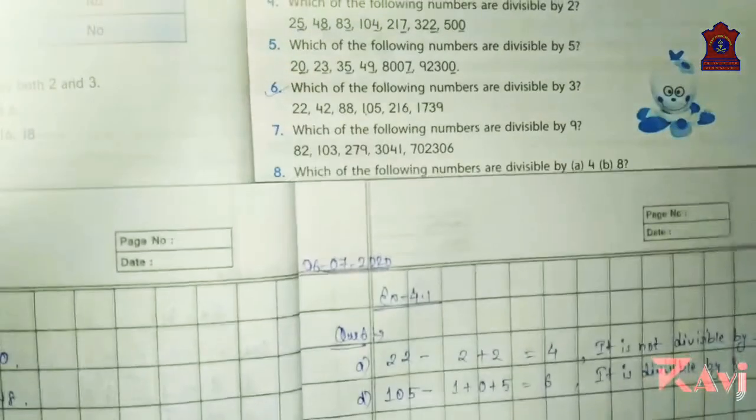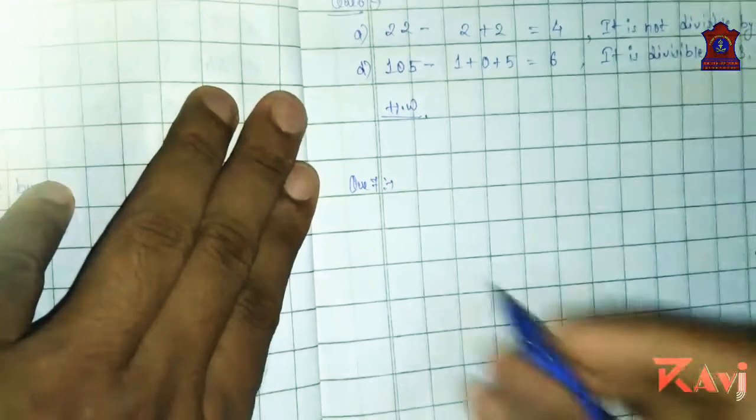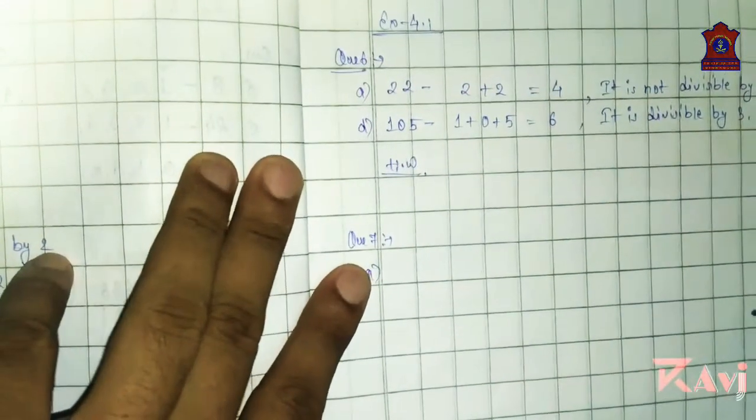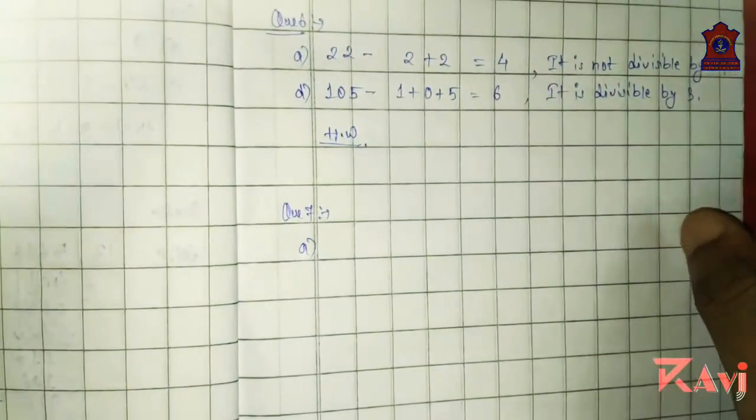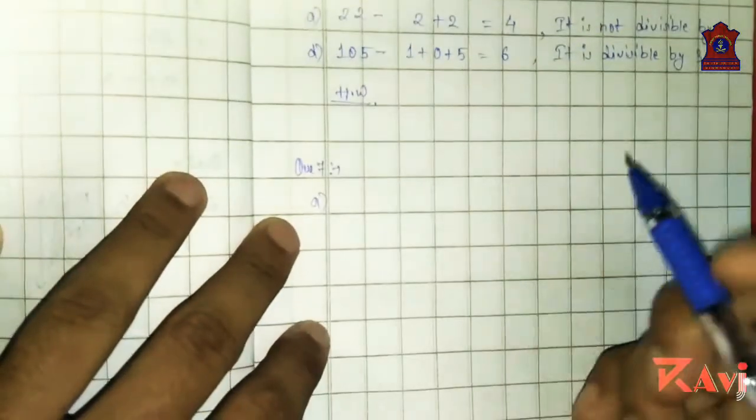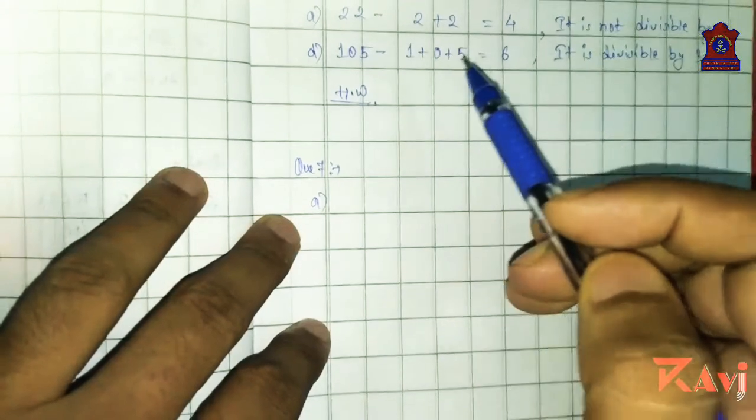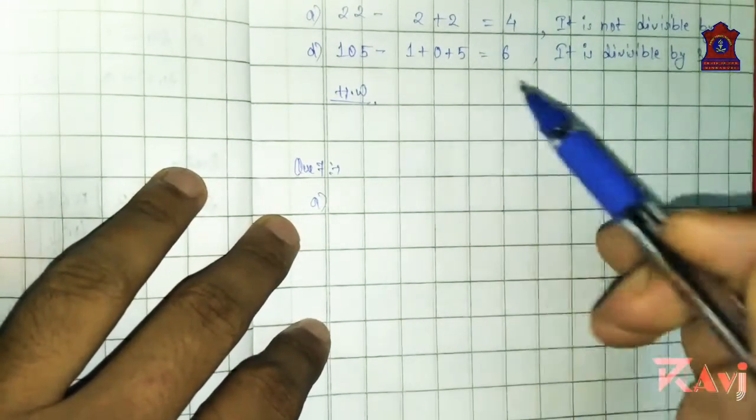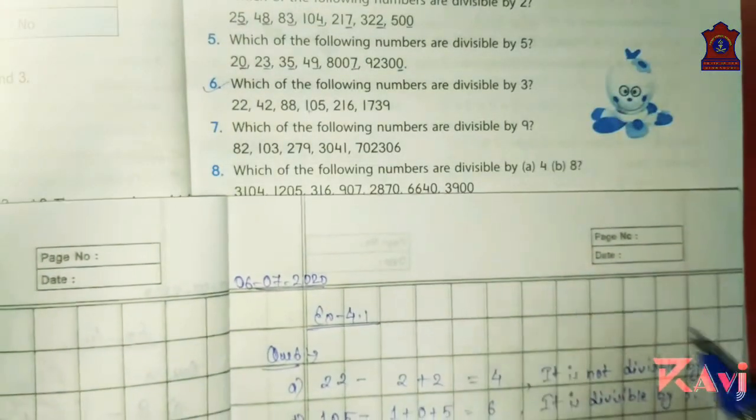Okay, now look at question number 7. In question number 7 you have to check the divisibility of 9. The divisibility of 9 is similar to question number 6. In question number 6 you found the divisibility of 3, where you added all the digits of a number and checked whether it is divisible by 3 or not. Similarly, here also you have to do the same procedure and check whether it is divisible by 9 or not.